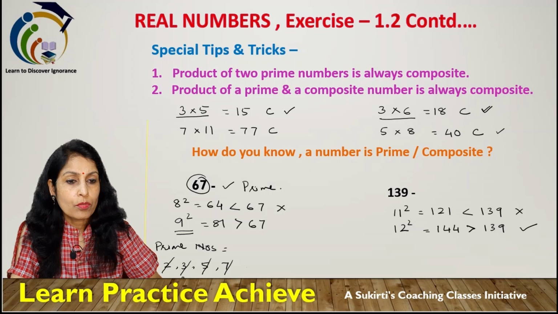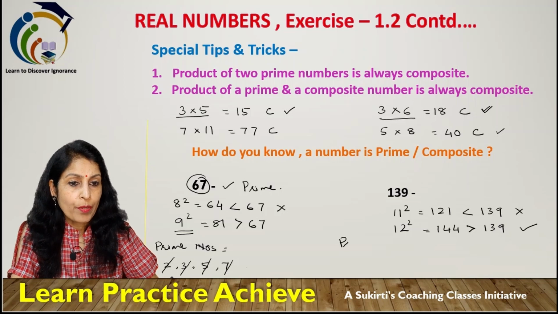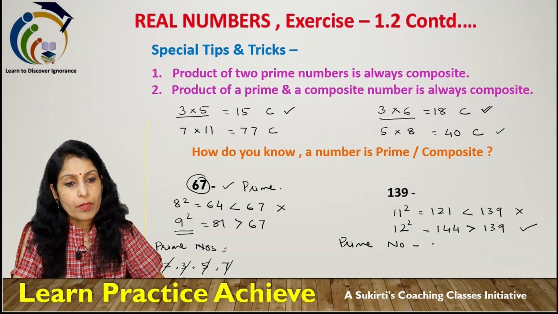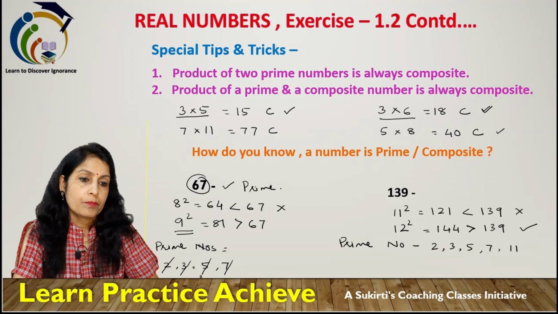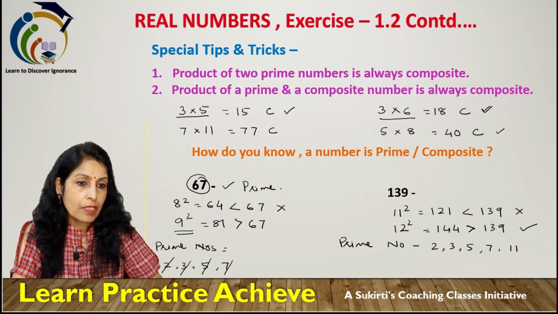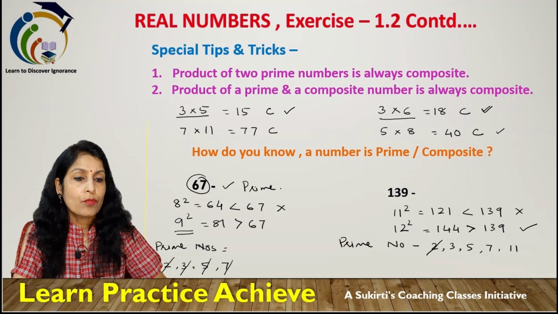Now what you have to do? You have to find out the prime numbers below 12. So prime numbers below 12 are 2, 3, 5, 7 and 11. Last digit is 9, so it is not possible by 3. Then 1 plus 3, 4. 4 plus 9, 13. So 3 is also not possible. Last digit is 9, it will not be divisible by 5.